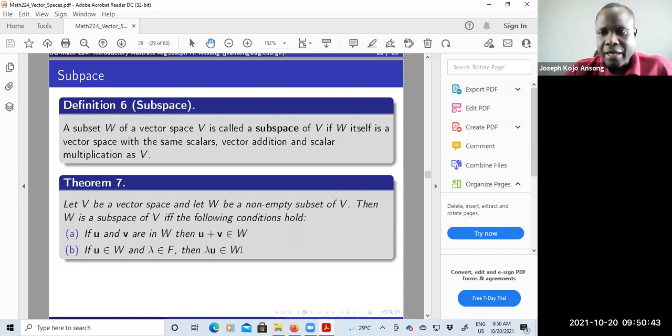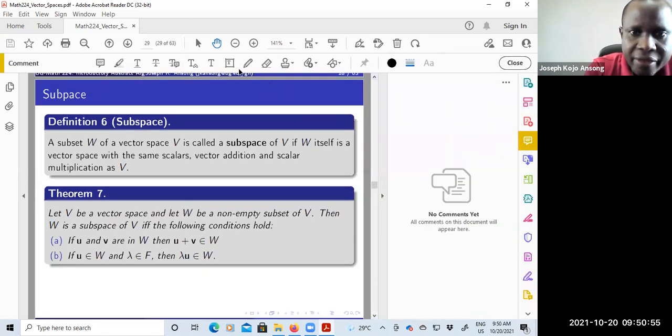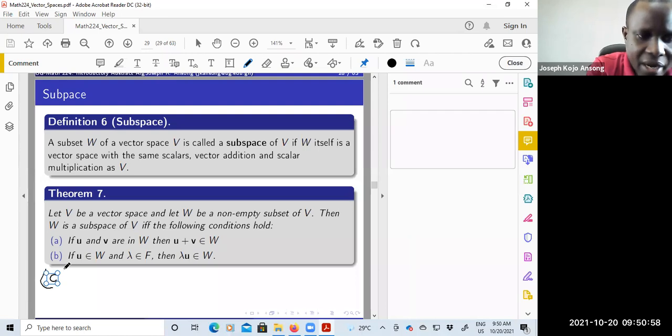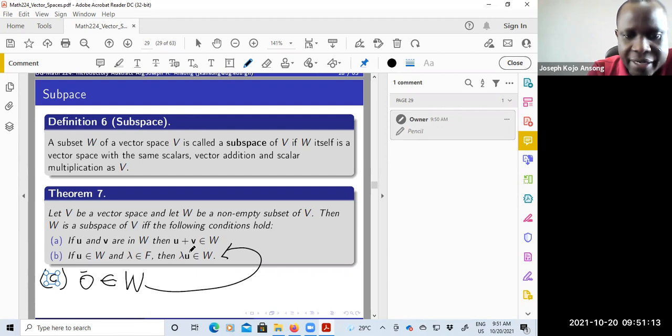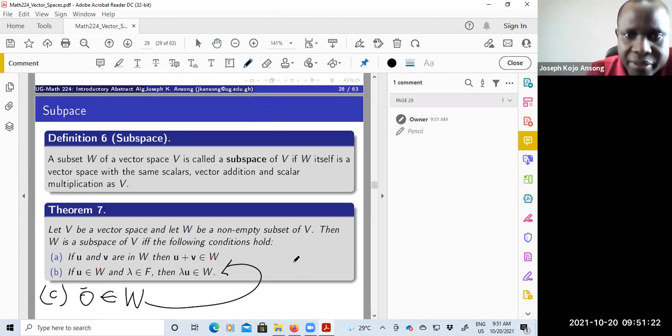Now, in some books, in some other material, you will find that they add a first condition, that you want the zero vector, whichever way you want to write it, to also be in W. But actually this is implicit, it's implied in the second condition here. That is why we are not separating it out, because if I choose lambda to be equal to 0, lambda is a scalar.